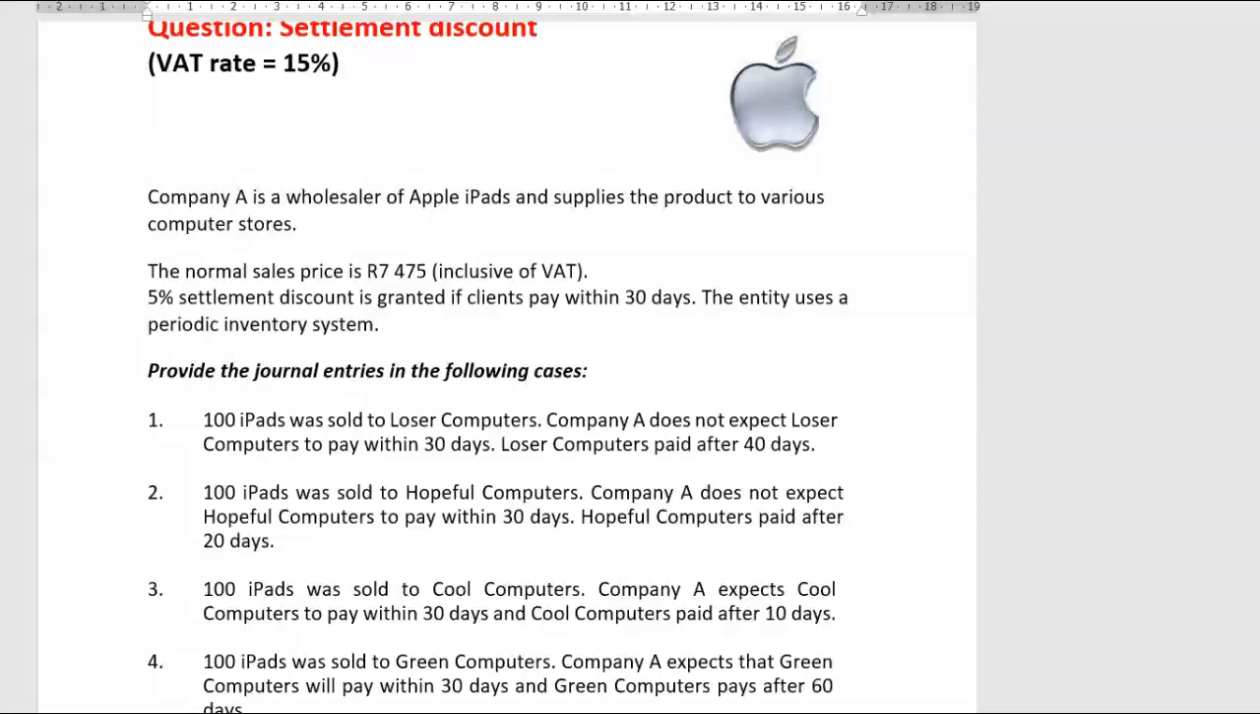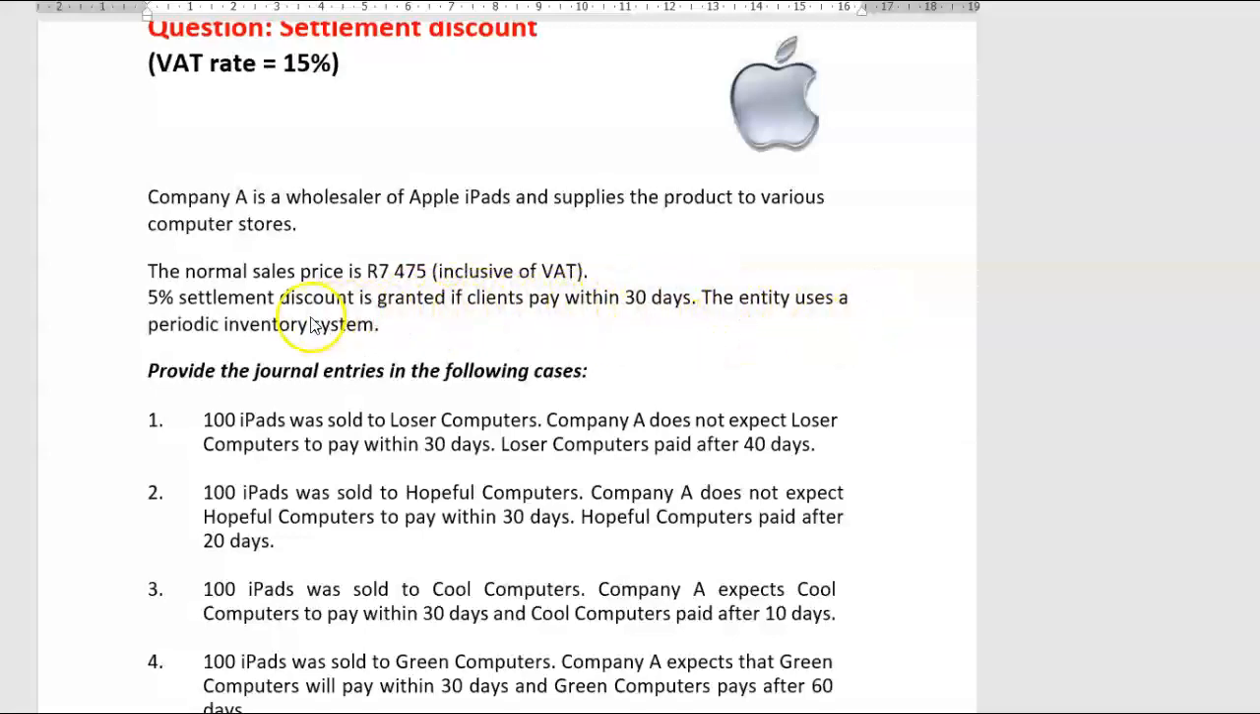Let's quickly do another example of settlement discount. We assume a VAT rate of 15%. Company A is a wholesaler of Apple iPads and supplies the product to various computer stores. The normal selling price is $7,475 inclusive of VAT. A 5% settlement discount is granted if clients pay within 30 days.